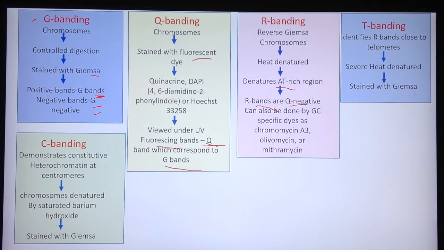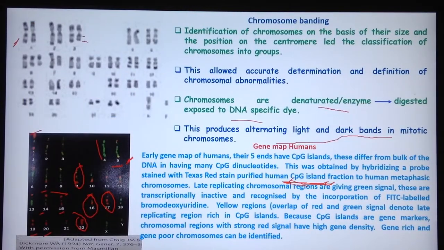Now T banding identifies R bands close to telomeres, by severe heat denaturation and staining with Giemsa. C banding demonstrates constitutive heterochromatin at centromeres. Chromosomes are denatured by saturated barium hydroxide and stained with Giemsa for constitutive heterochromatin determination. So these are some of the chromosome banding methodologies which help us come up with the chromosome banding map.